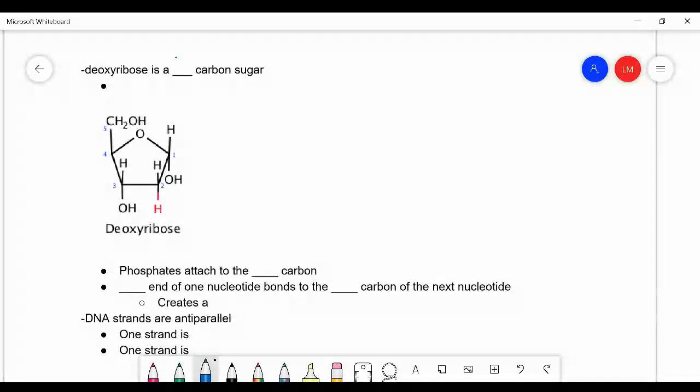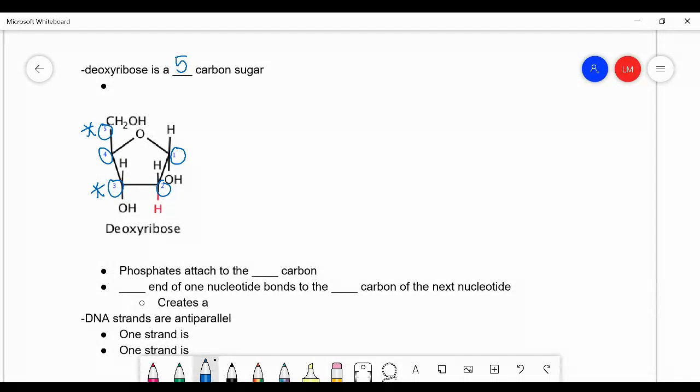Deoxyribose is a 5-carbon sugar. So it has 5 different carbons, and each one of them is numbered. And it's numbered every single time in the same sort of clockwise way. And we know based on which number carbon it is, what is going to attach to what. So here we have carbon number 1, number 2, number 3, number 4, and number 5. Our big focus is going to be on the 3rd and 5th carbons. Those are really important attachment points for how DNA attaches itself together.